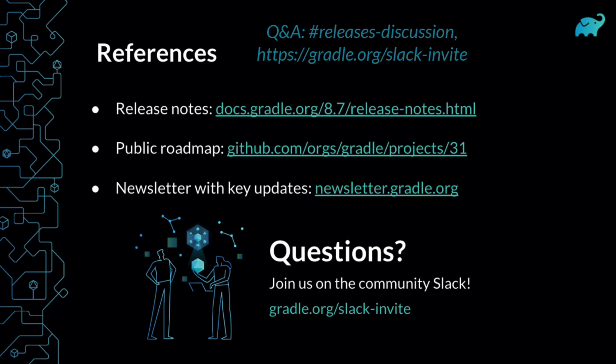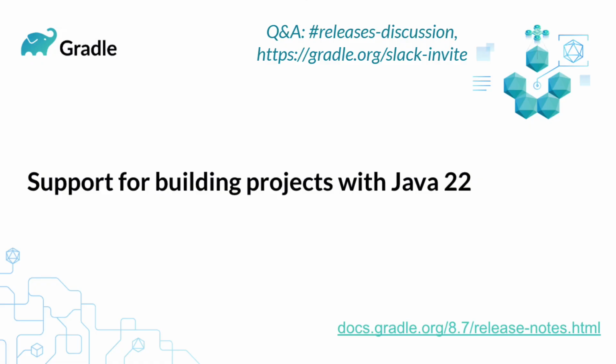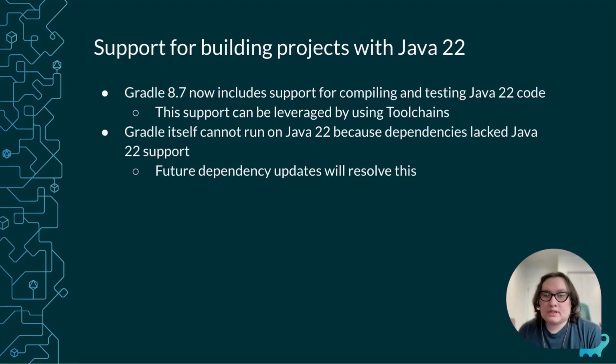Okay, let's get started. The first item we would like to discuss today is support for building Java 22 projects. Gradle 8.7 now includes support for compiling and testing Java 22 code. This support can be leveraged by using toolchains. Gradle itself can't be run on Java 22 because dependencies such as Groovy and Kotlin lacked proper Java 22 support. In the future, we will resolve this by updating these dependencies, and you will be able to run Gradle on Java 22 and compile your code on Java 22.